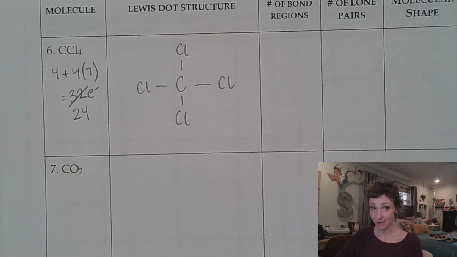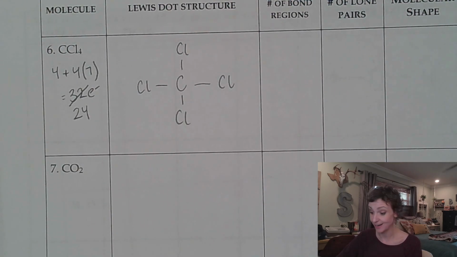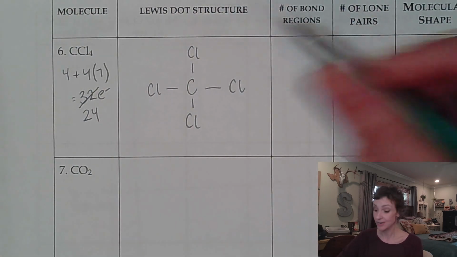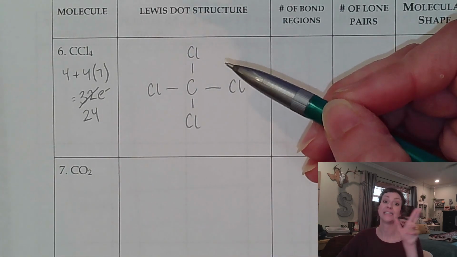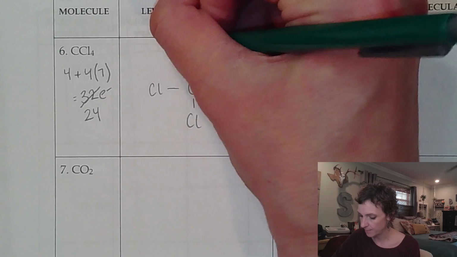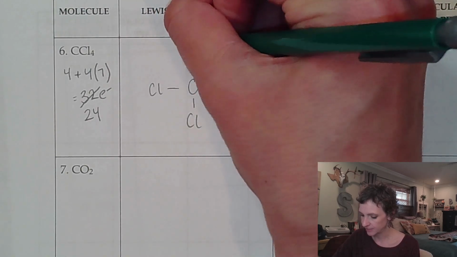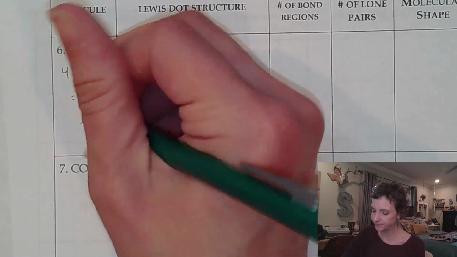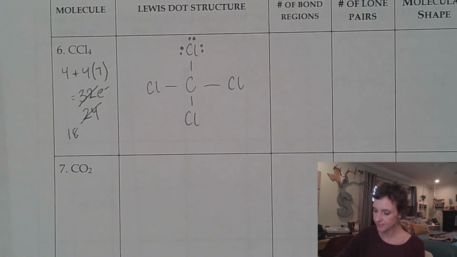Well, I got to fill up those outer atoms. And you guys, the outer atoms are not hydrogens. In fact, none of them are hydrogens. They are all chlorines who all will need 8. Each one only has 2. So each chlorine atom will need 6 more. So I'll put them in pairs. 3 pairs of electrons on each chlorine. So that is 6 removed from my 24, which means I'm down to an 18.